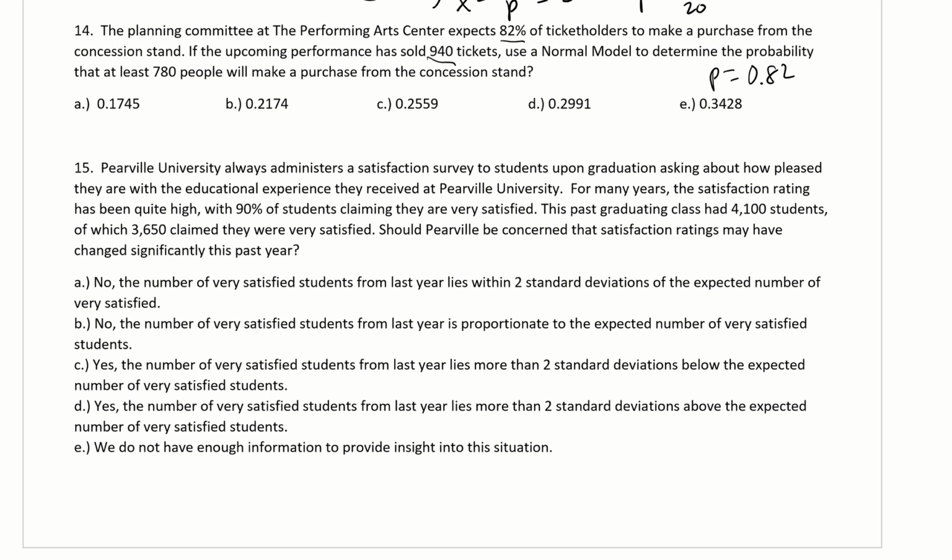Then, use a normal model to determine the probability that at least 780 will make a purchase from the concession stand. This is a binomial, but we're using a normal to determine that probability. We have 940 tickets, so N is 940, the number of trials. At least 780 means x is greater than or equal to 780. That's the probability we want to find.